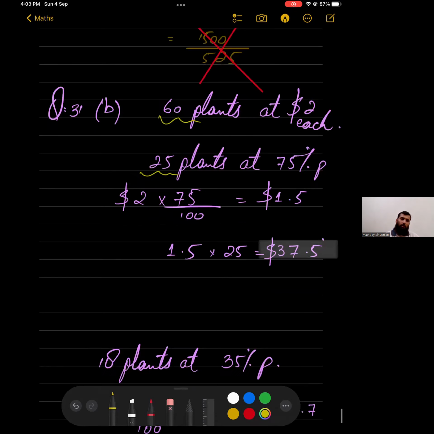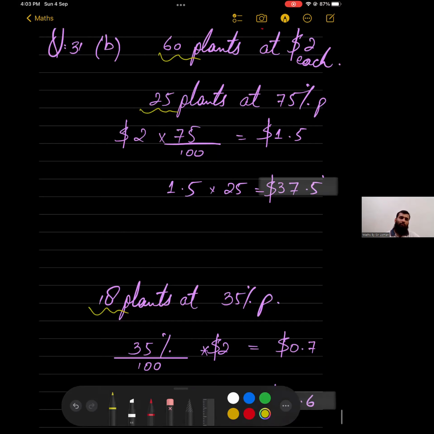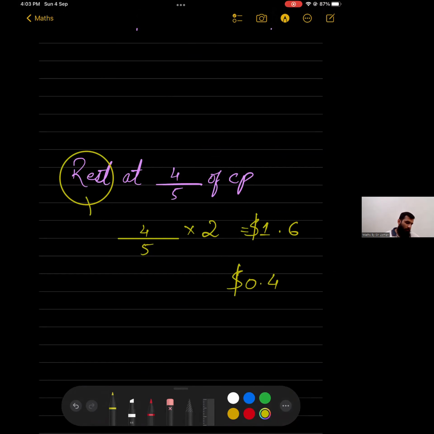25 of them were making a profit of 75%. 18 were making a profit of 35%. तो आप 18 और 25 को ऐड करें, this is going to be 43 and subtracted with 60. तो आपके पास 17 plants आ जाएंगे. You will have 17 plants over here. So he made a loss of 0.4 on 17 plants. Now you just need to sort this out. आपके पास loss आ जाएगा is 12.8 probably.